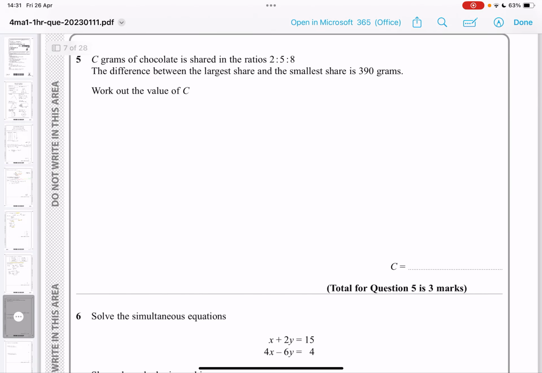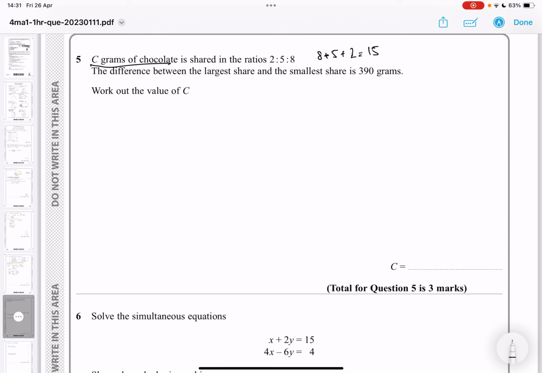Number 5. C grams of chocolate is shared in the ratios 2 to 5 to 8. The difference between the largest share and the smallest share is 390 grams. Work out the value of C. Okay, so we have C grams of chocolate altogether and it is shared into this ratio. So let's work out how many parts this chocolate is being split into. 8 plus 5 plus 2 is 15. So it's being split up into 15 parts.